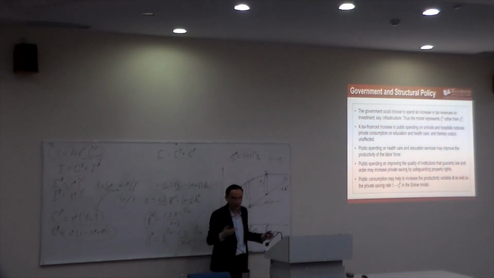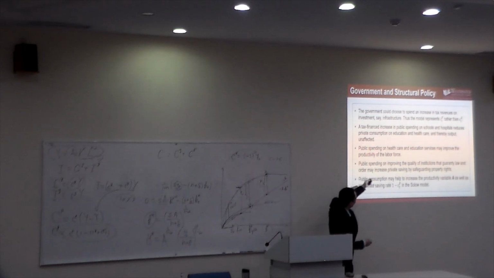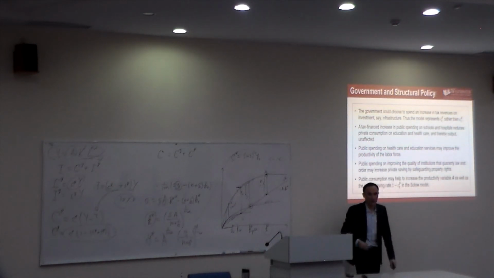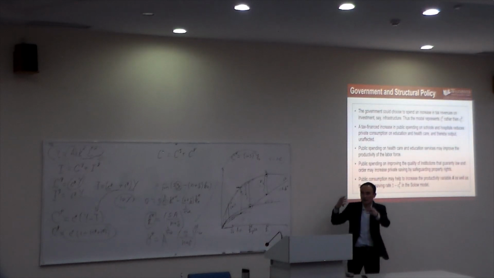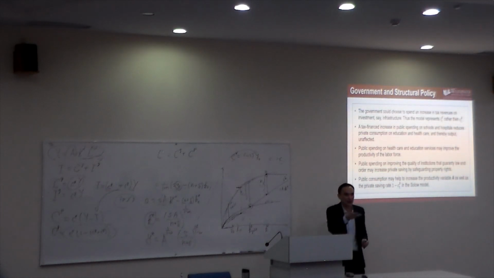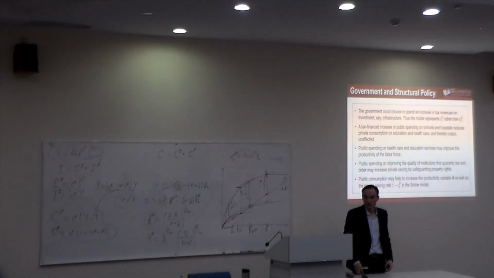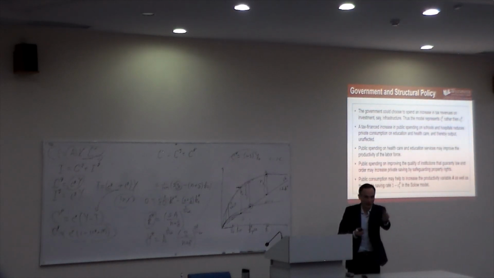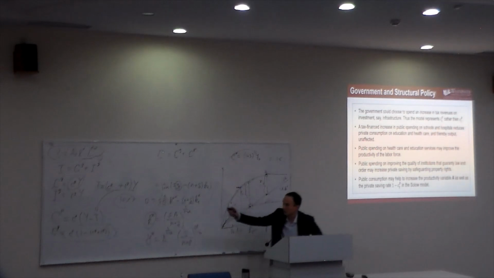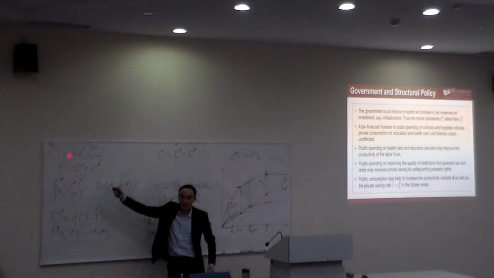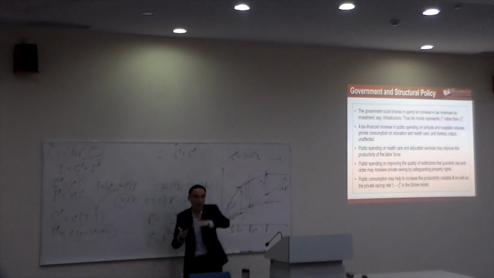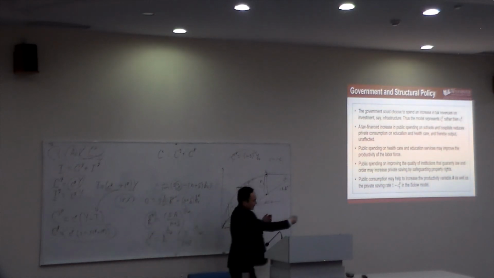Same. Okay? Good. Public spending on healthcare and education may improve productivity of labor. Government is taxing us and spending it for education. And our human capital is getting educated, healthy, which means that it's going to increase technology. If technology is increased, our output will be sharply growing.